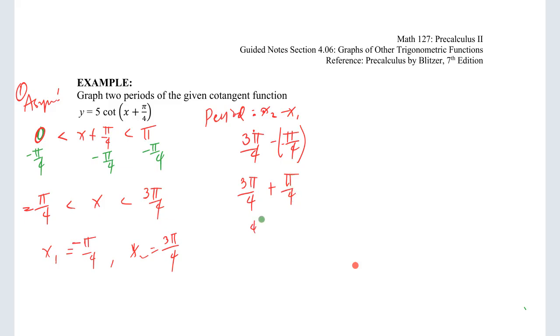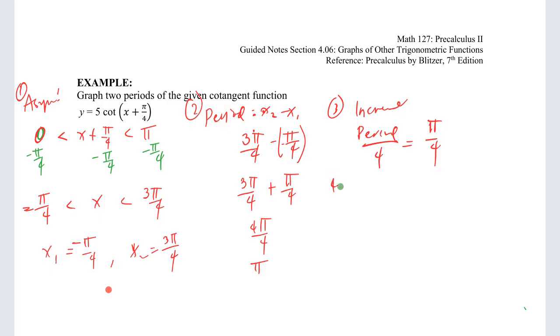Okay, so this is now 4 pi over 4, which gives you just simply pi. Now finding the increment here. This is the second step. Third step, increment. So increment is simply period divided by 4. We know period is pi divided by 4. So there you go, pi over 4 is already in simplest form.